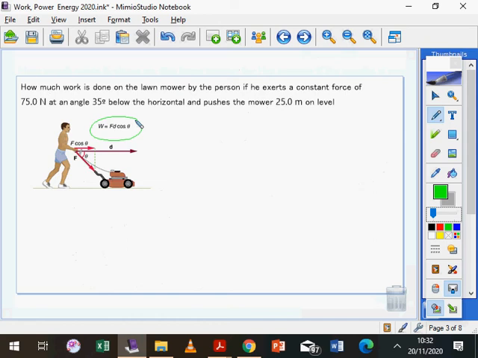Because the net work done is equal to force times the displacement, right? But this force is the component of the force times the displacement, the net force. So it's supposed to be net force, but in this case, the only force that's acting is the forward force that's pushing this object, and that component is F cosine theta times displacement. So the force is 75 times cosine theta, where the angle is 35, times the displacement, which is 25, and that gives you the answer.